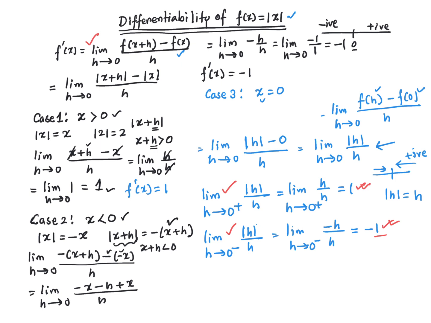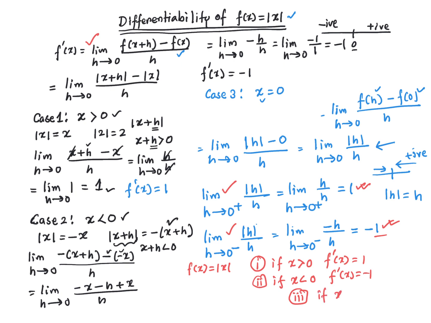Now to summarize, for f of x is equal to absolute value of x, it has three scenarios. Scenario 1, if x is greater than 0, f prime of x is equal to 1. Scenario number 2, if x is less than 0, f prime of x is equal to negative 1. And scenario 3, if x is equal to 0, f prime of x does not exist.